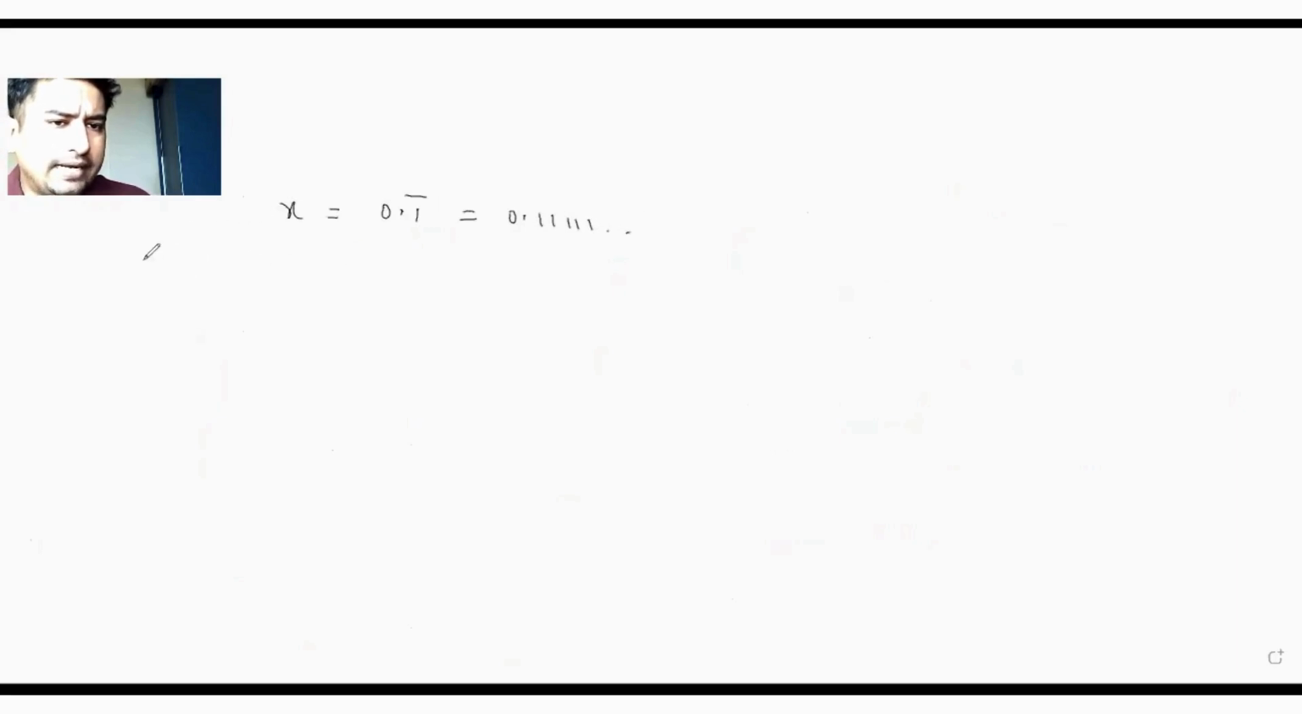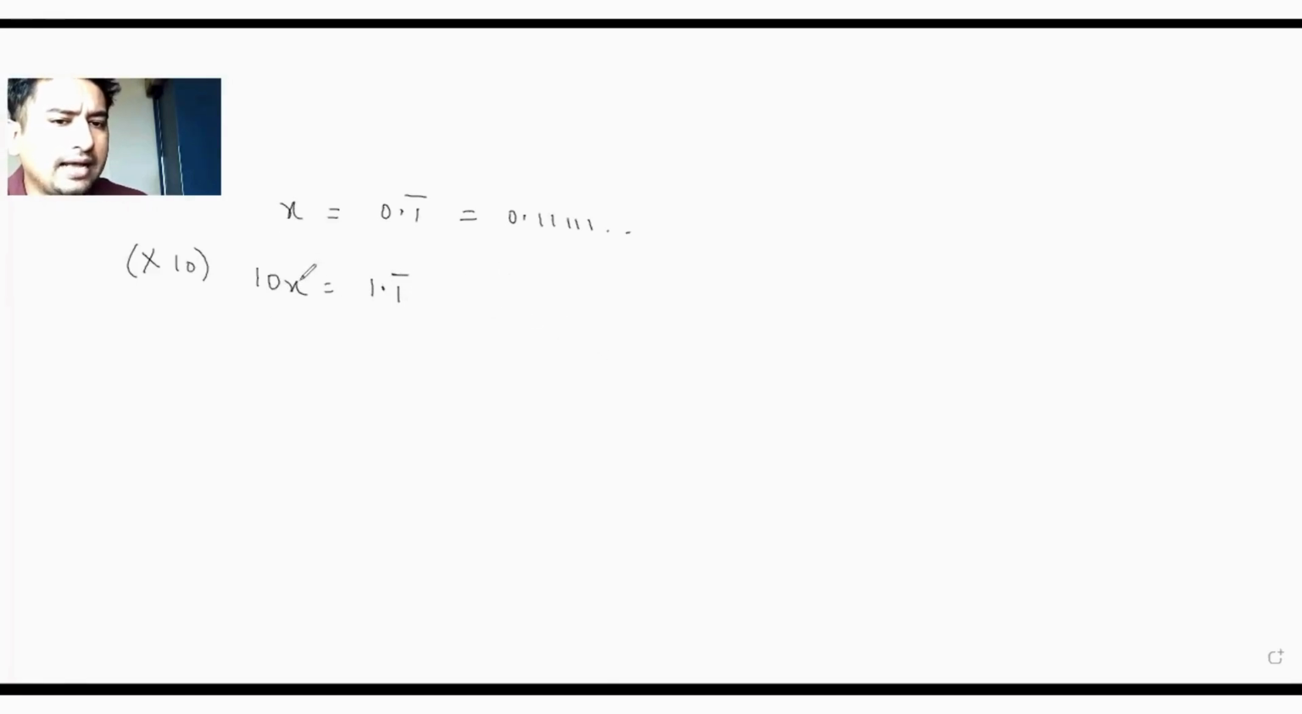Now if I multiply by 10 on both sides of the equation, what do I get? 10x will be equal to what? What does multiplying by 10 do? It shifts the decimal by one place, right? So if you see, this would be 1.1 bar.